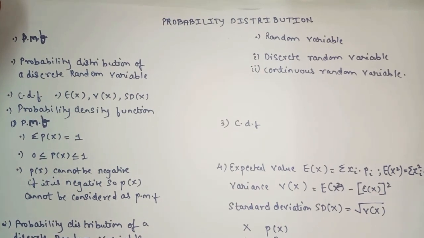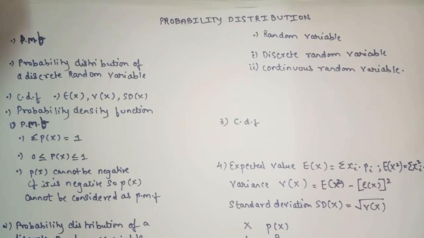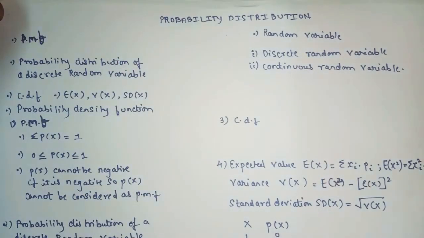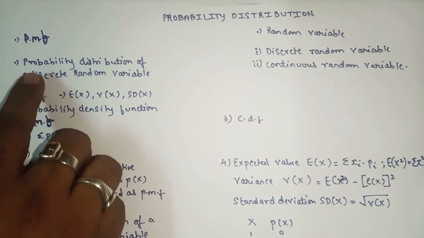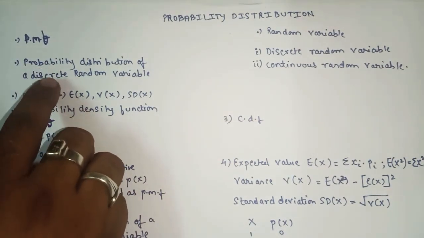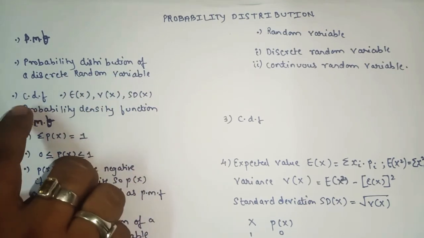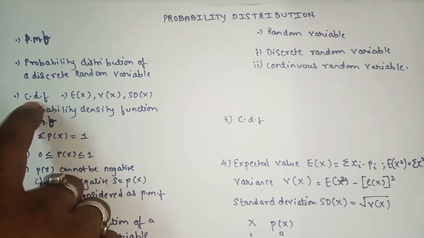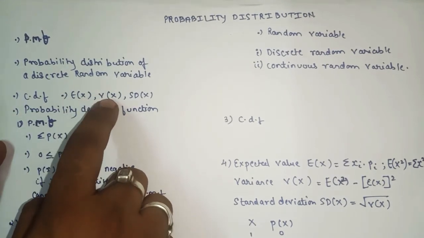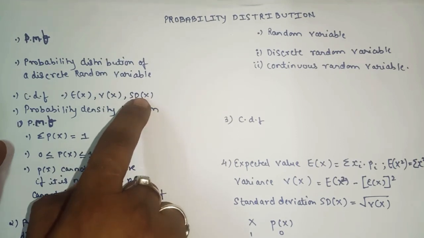Now we'll see some concepts based on this topic. First we'll see the summary, what exactly we have to learn in this topic. Here we have the first thing, that is PMF. Then probability distribution of a discrete random variable. Then after that we have to learn what we mean by CDF. Then E of x, V of x, and SDX.